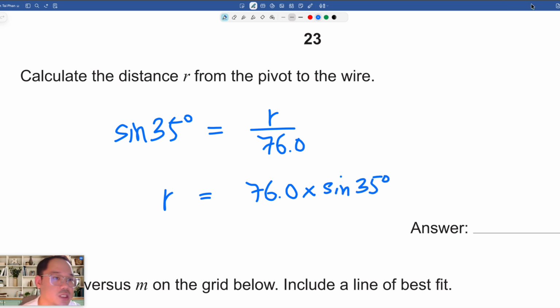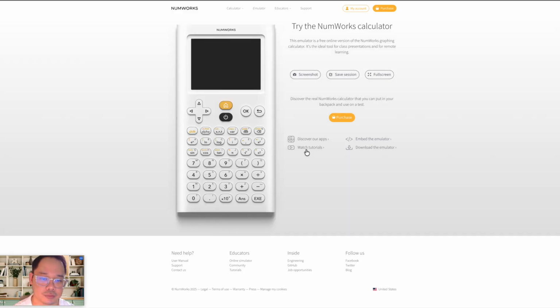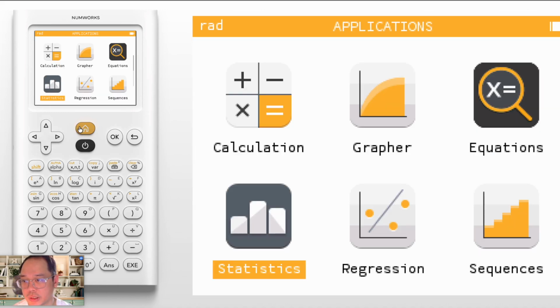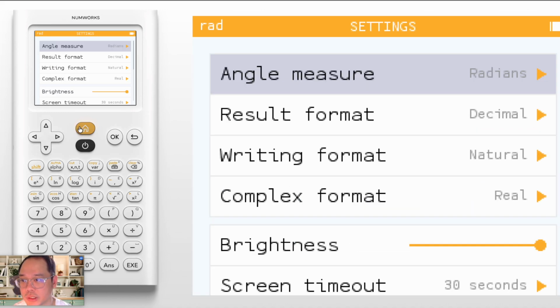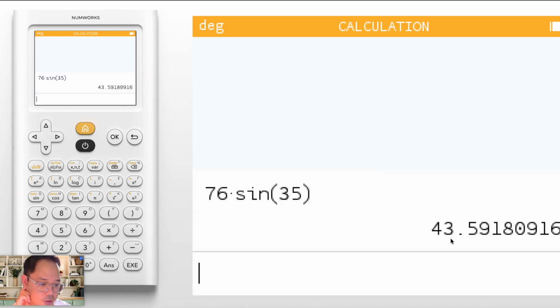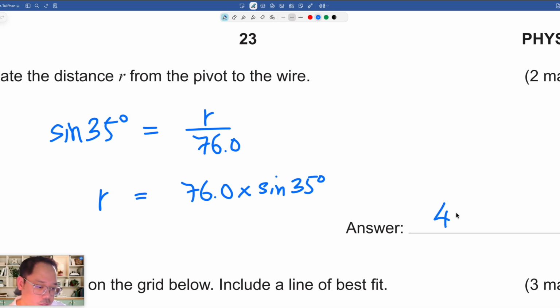Okay, please wait a second. I will open the calculator and get the answer. I need to change the unit for the angle to degree, not radian. Okay, 76 times sine of 35 degrees is 43.6. 43.6 is the answer, taken to 3 significant figures, centimeter.